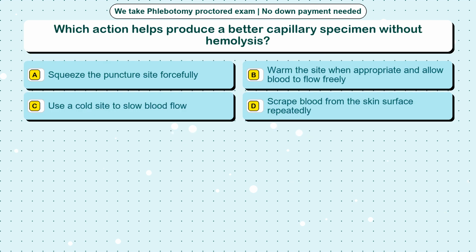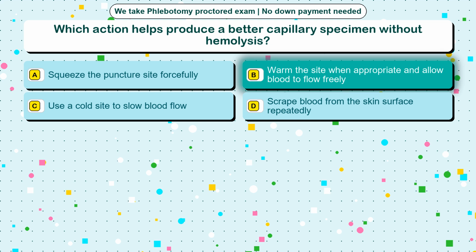Question 3. Which action helps produce a better capillary specimen without hemolysis? Option A. Squeeze the puncture site forcefully. Option B. Warm the site when appropriate and allow blood to flow freely. Option C. Use a cold site to slow blood flow. Option D. Scrape blood from the skin surface repeatedly. The correct answer is option B.